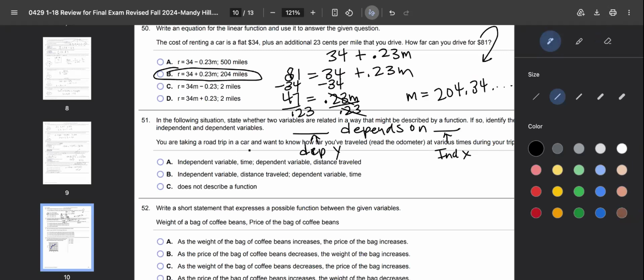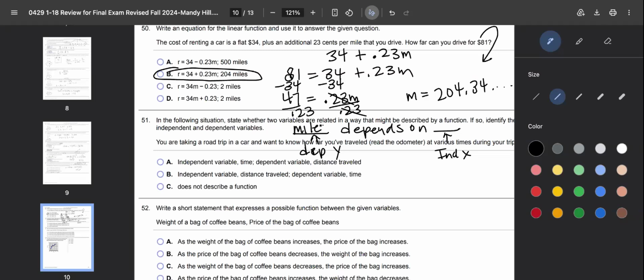Okay, so you're taking a road trip in a car and you want to know how far you've traveled at various times during your trip. So if I'm driving in the car and I want to know how many miles I've traveled, then the two things I'm talking about are the miles versus the time that I've been traveling. So do the miles depend on the time, or does the time depend on the miles? I think the miles depend on how much time has gone by, right? The miles depend on the time.